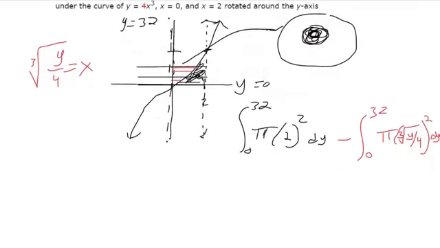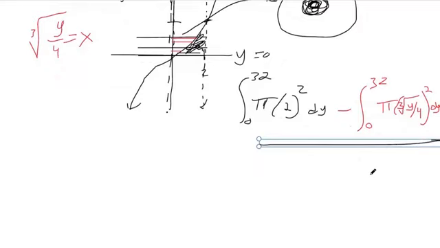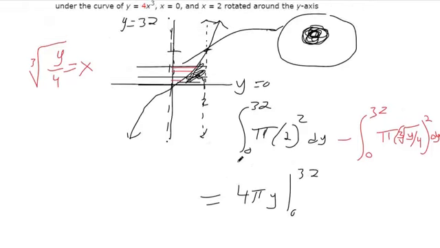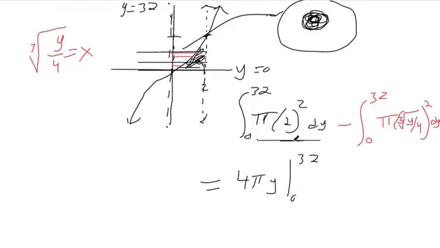Okay, and then the rest is just crunching out the numbers with calculus. This is 4 pi integrating with respect to y. The antiderivative is 4 pi y evaluated from 0 to 32. In this one, you don't really need calculus, right? Because the outer shell is a constant. It's a right cylinder with a volume of pi 2 squared, and then the height is 32. But this is what that looks like in calculus notation.